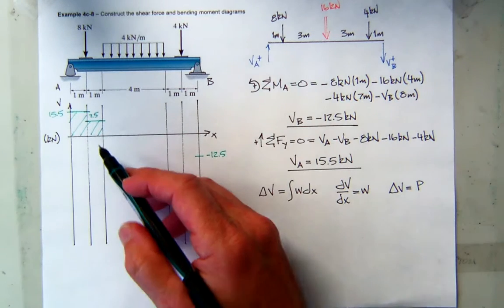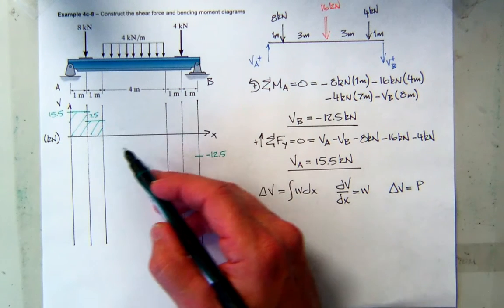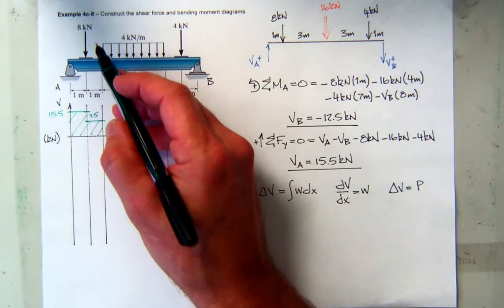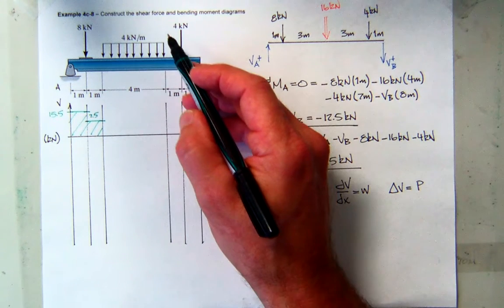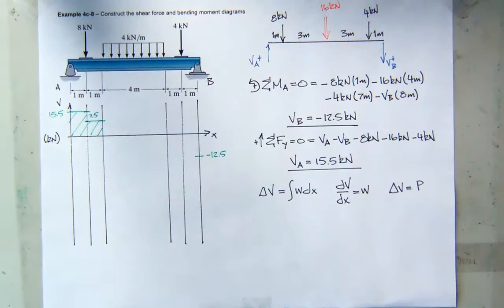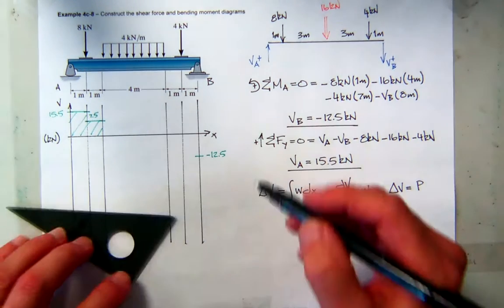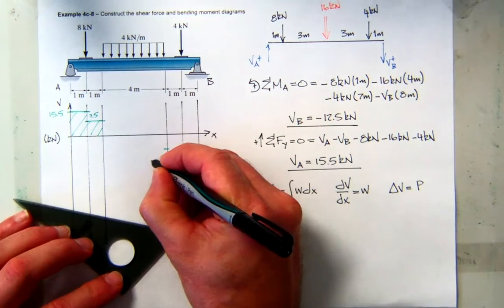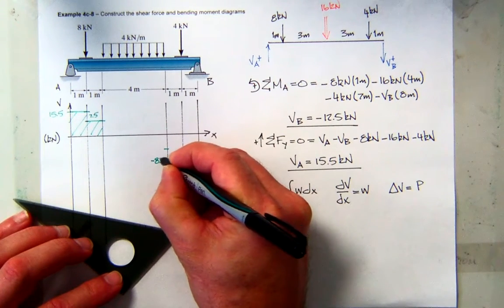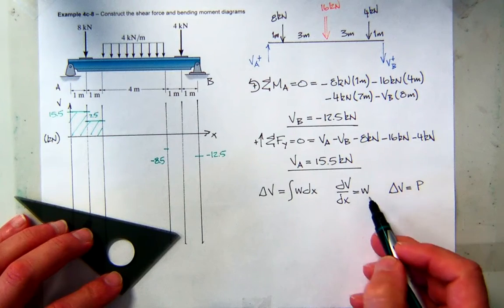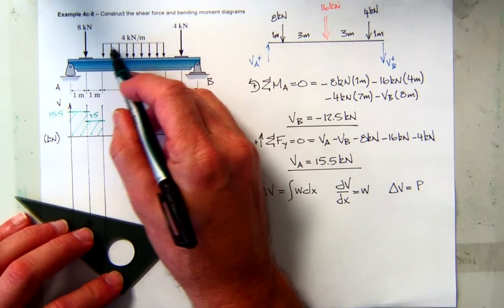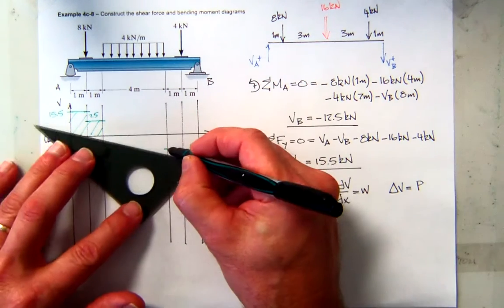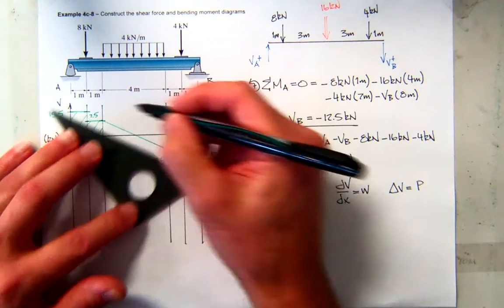What's the change in shear between 2 meters and 6 meters? It will be the area of this part of the curve, which is equal to 16, and that's positive or negative? Negative. So what's 7.5 minus 16? Negative 8.5. And the shape of the curve is given by the load, and the load is constant and negative. So there's your constant negative slope.